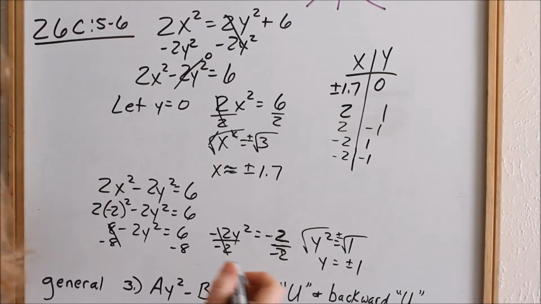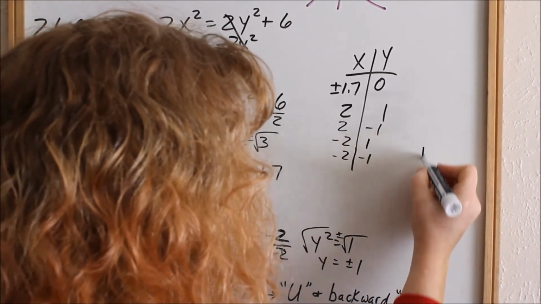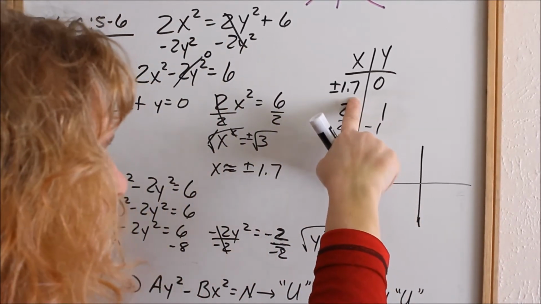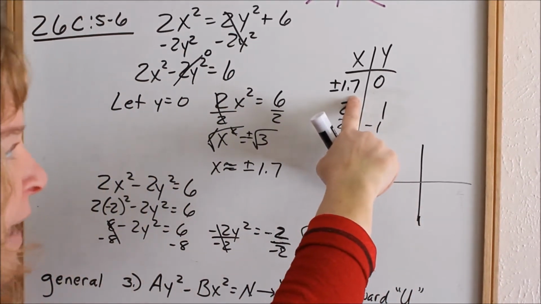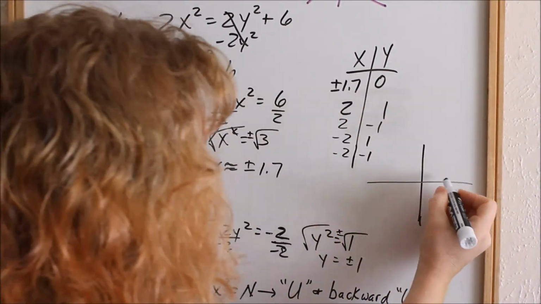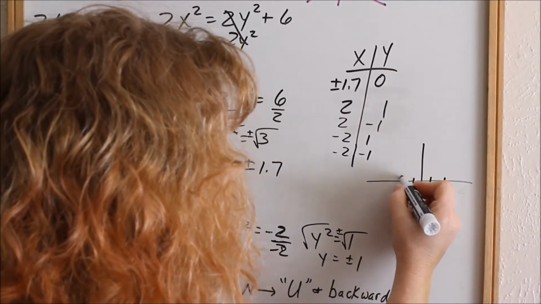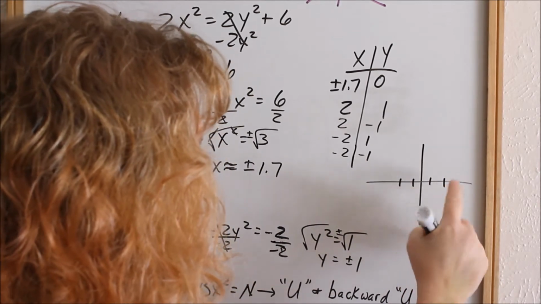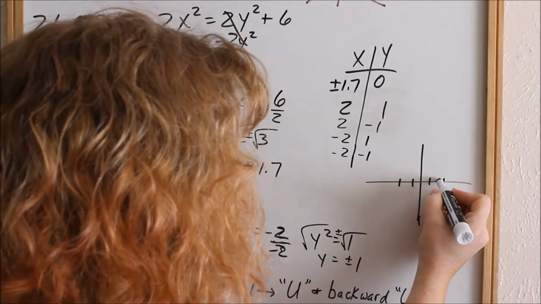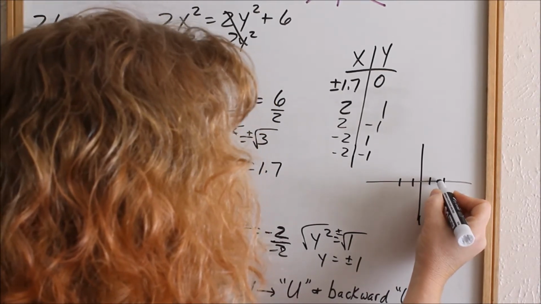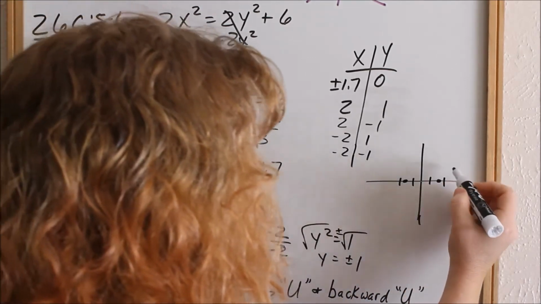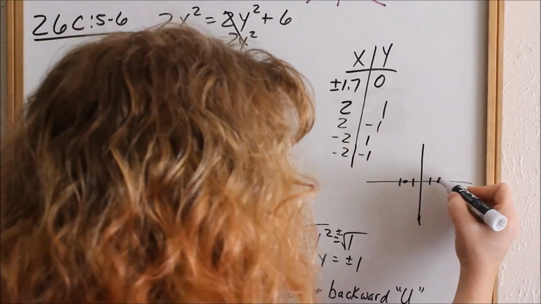But just to give you an idea, if I just did a rough sketch here on a graph, the main thing that I need to know is, where does this cross the x-axis? It's going to cross at plus or minus 1.7. So if I just did a rough sketch, this is 1, 2. So if I go over to 1.7, x is 1.7, and I don't go anywhere in the y direction, and then I go over to negative 1.7. That's where I'm going to cross the axis, and then it's going to look like a C.